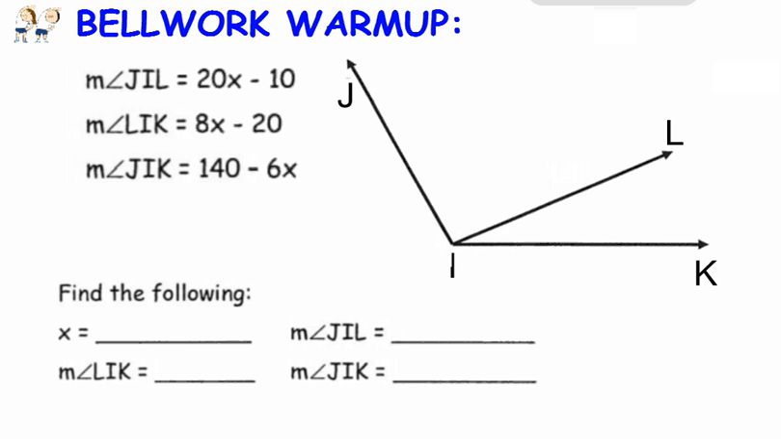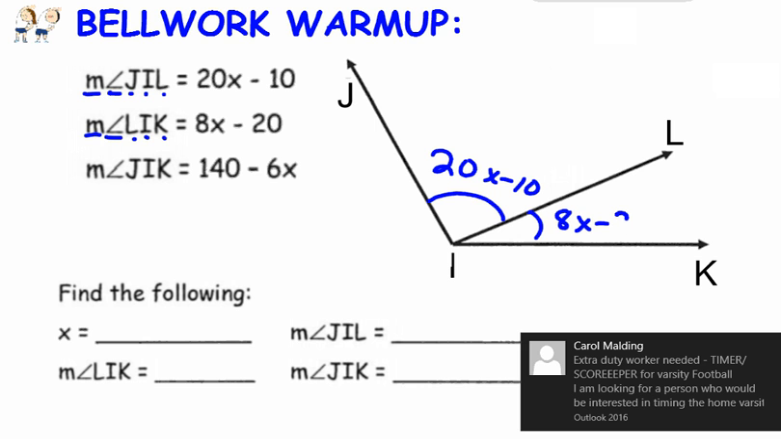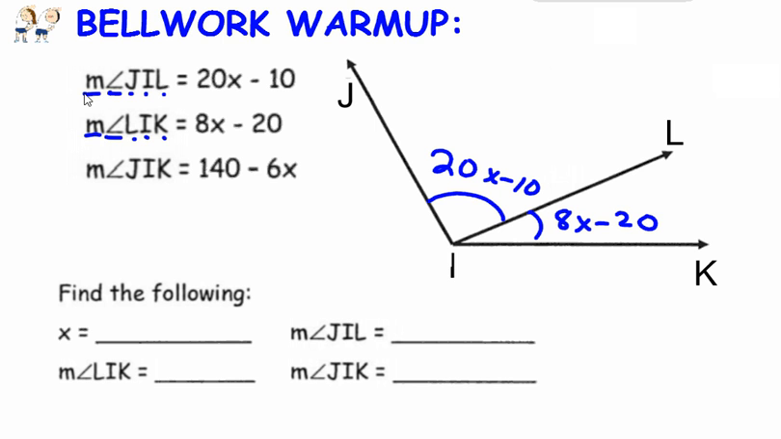All right, so let's see what happens here. I've got the measure of angle JIL. Back up a little bit, JIL is this angle right here, and that is 20x minus 10. And then I have the measure of angle LIK. LIK is 8x minus 20. And then the measure of the big angle is 140 minus 6x.